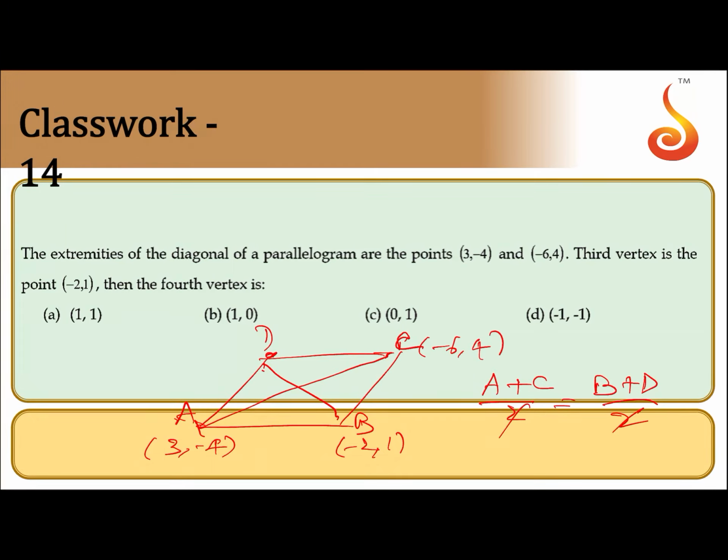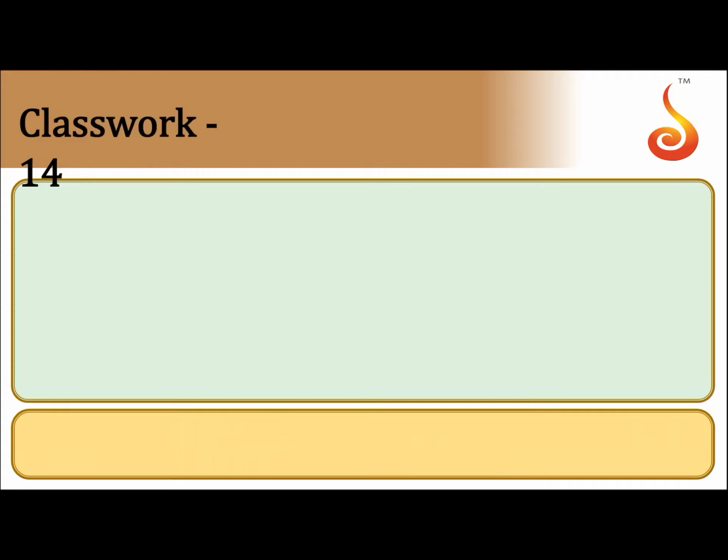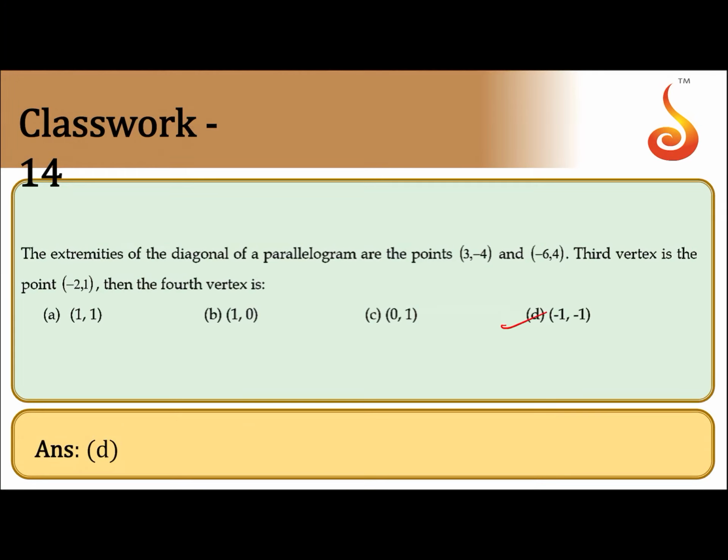So I want now the coordinates of d. So just calculate: d is nothing but a plus c minus b. A plus c minus b means, I think, minus 3, so minus 3 minus of minus 2, so it is minus 1. So minus 1 is present in only this option. So therefore the answer is D. Enough if you can identify one of the options, and then I can proceed for the next problem.